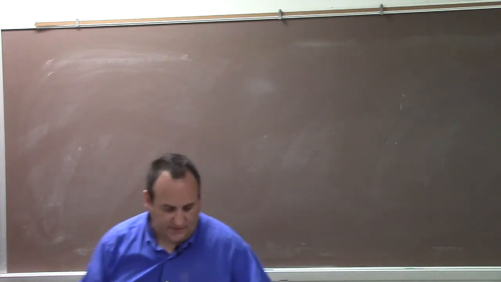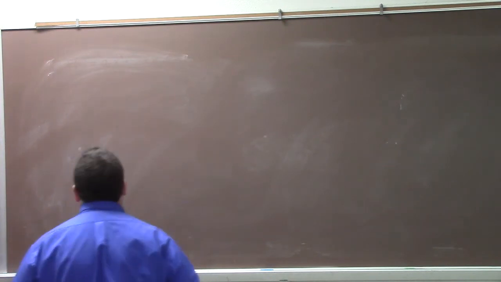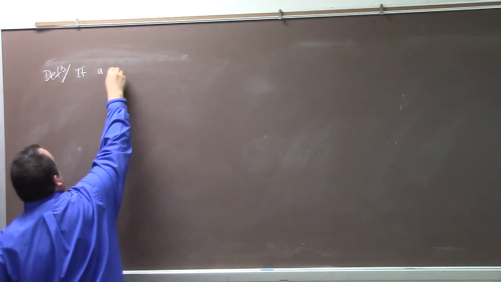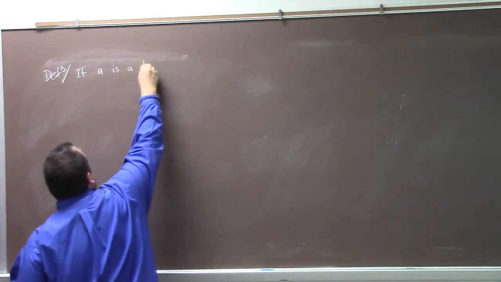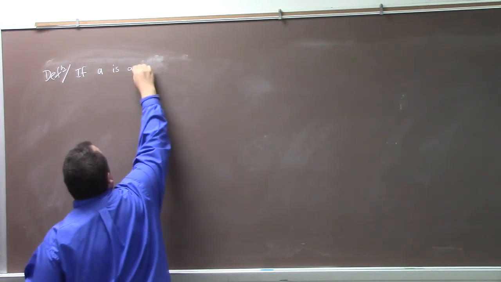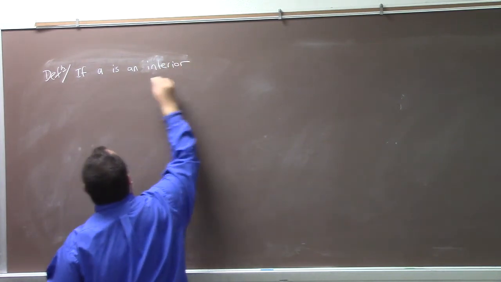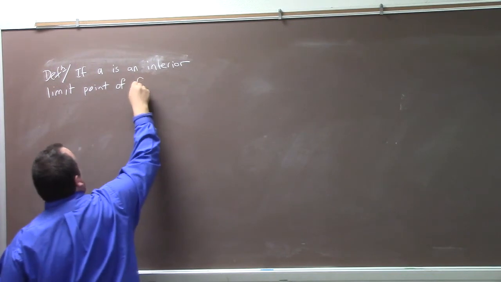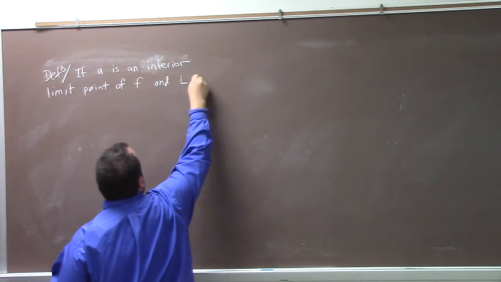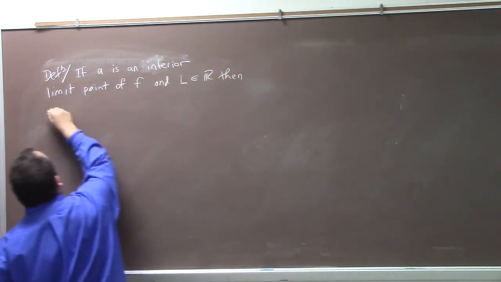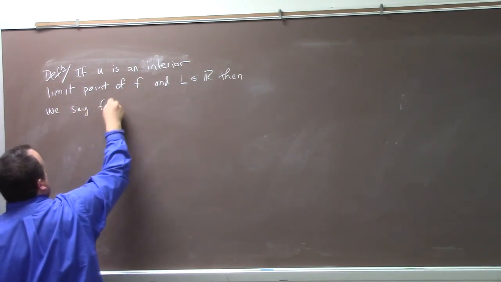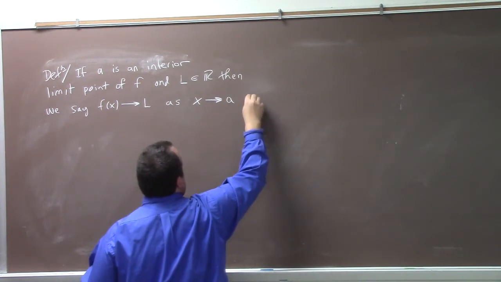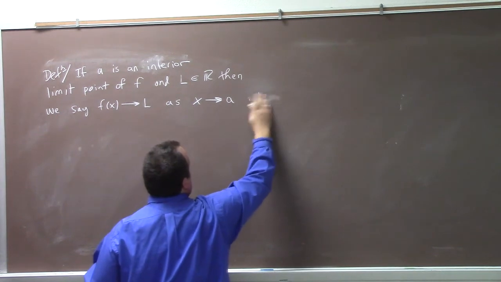All right, so first things first, let us write the definition. If a is a limit point, rather an interior limit point of f, and L is a real number, then we say f of x goes to L as x goes to a when, well, let's say if the following holds.